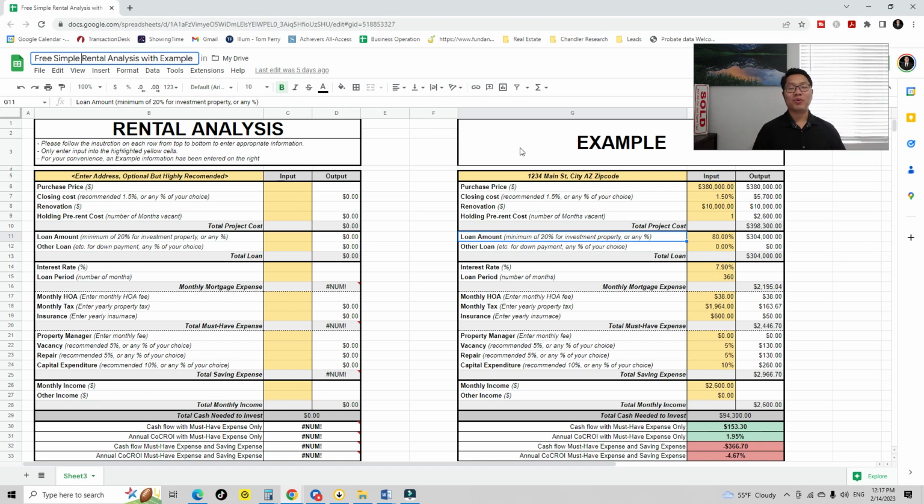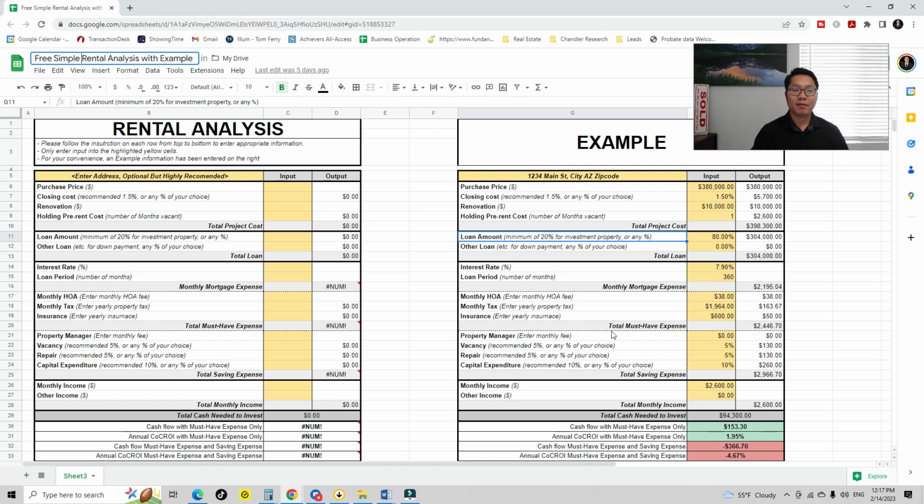I just want to give you a brief overview of how to use the free simple rental analysis sheet. This is a very simple tool with a couple of pieces of information that you have to find out, and I just want to give you a high level overview of how to use it.